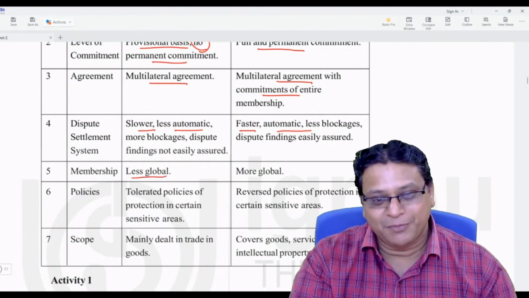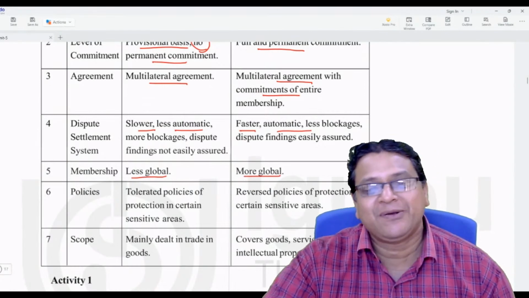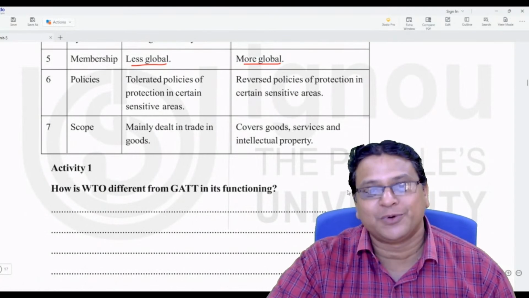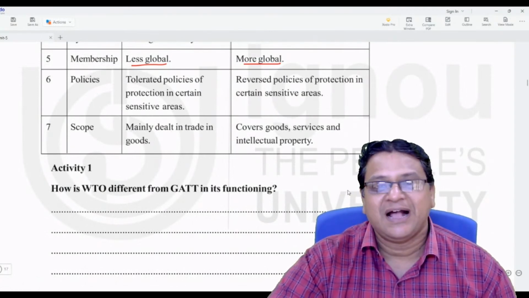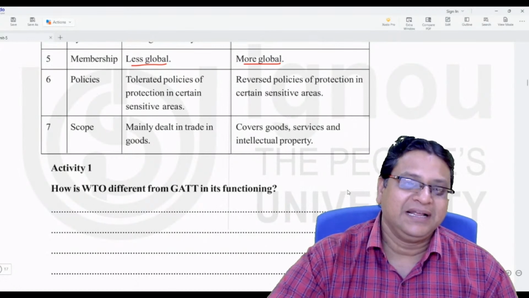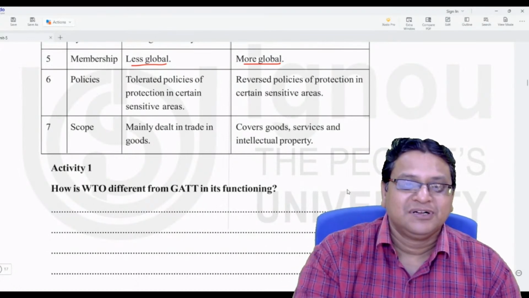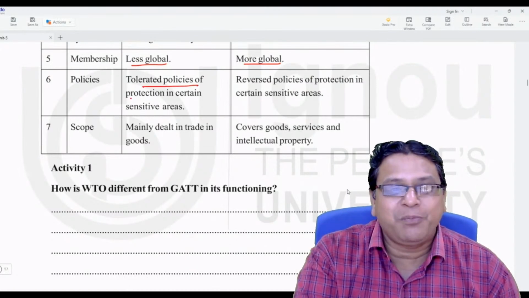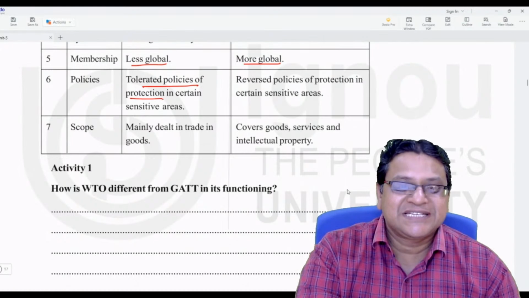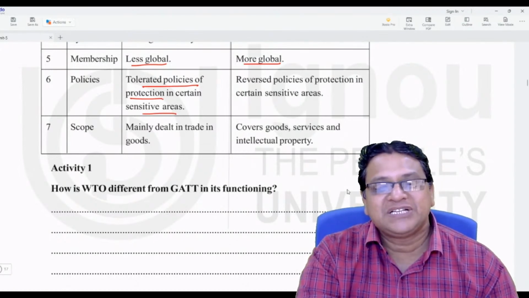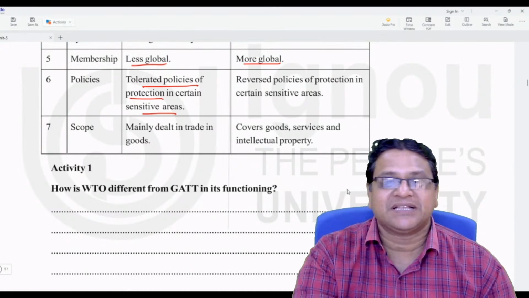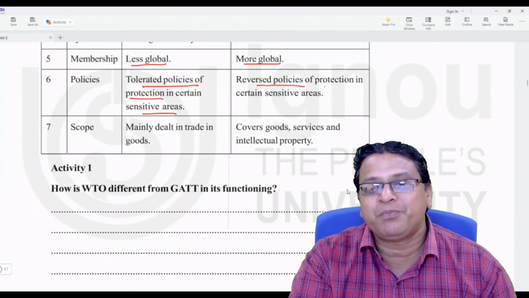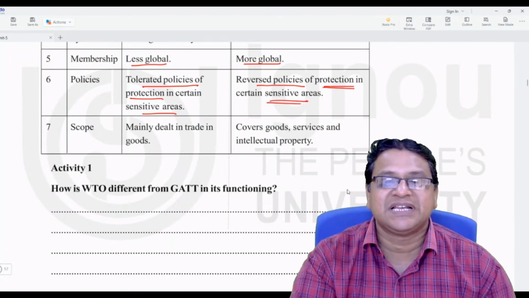But the membership of WTO is more global. Many countries have joined WTO. Around 98% of the global trade-making countries have already joined WTO. The policies of GATT tolerated protection in sensitive areas. The GATT agreement provides protectionism for sensitive areas, but WTO aims at reversing the policy of protectionism in certain sensitive areas.